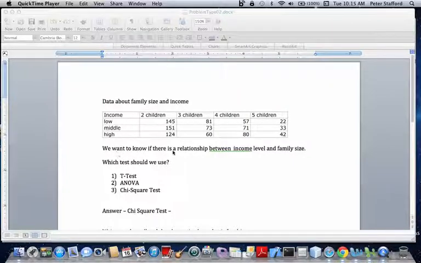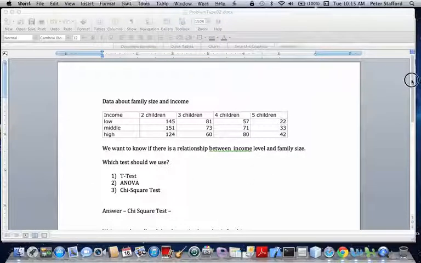We want to know if there's a relationship between income level and family size. In any way, does income somehow relate to the number of children you have? Is there any kind of relationship between these? So what kind of test do we use? Well, we want to use a chi-square test, because a chi-square test is a test for independence, and it's testing to see whether or not the income is independent of the number of children. So we want to use the chi-square test.